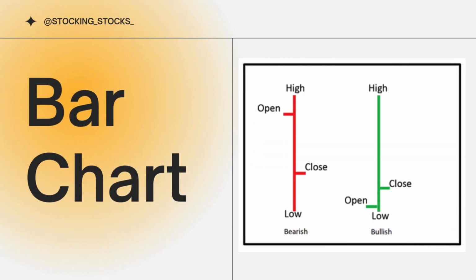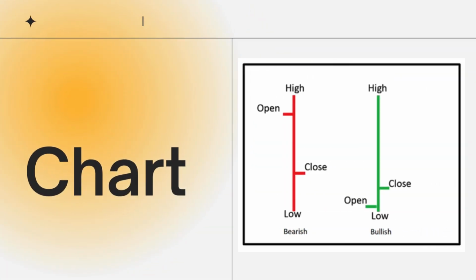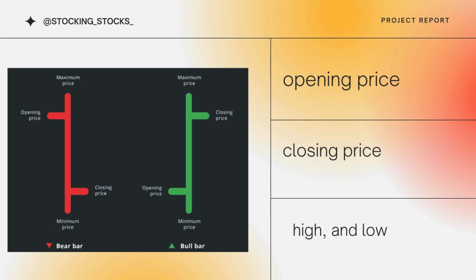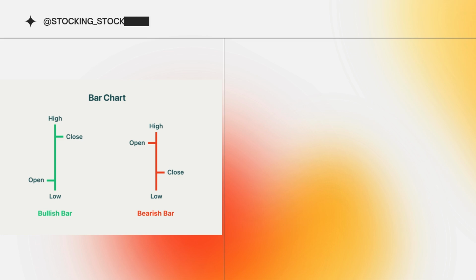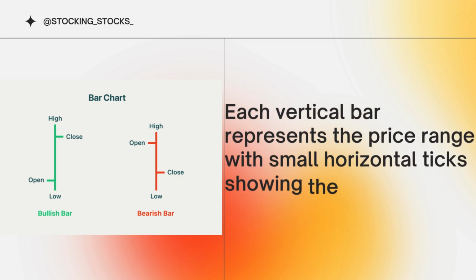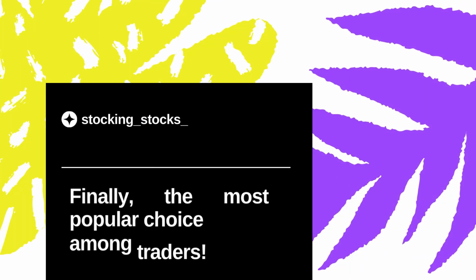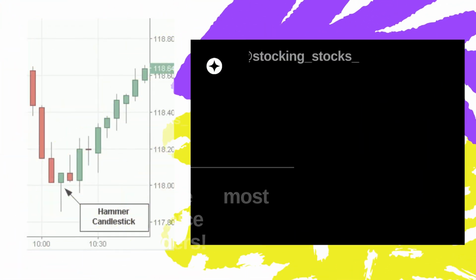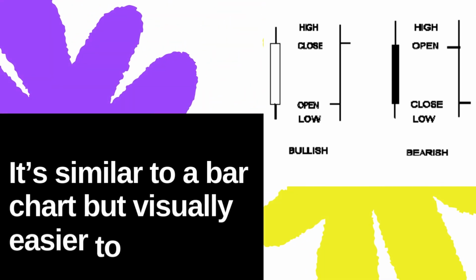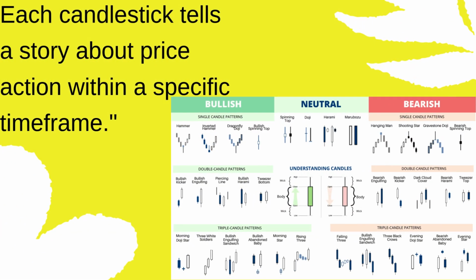Next, the bar chart. This chart shows more information, including the stock's opening price, closing price, high and low for a specific period. Each vertical bar represents the price range, with small horizontal ticks showing the open and close. Finally, the most popular choice among traders: the candlestick chart. It's similar to a bar chart, but visually easier to interpret. Each candlestick tells a story about price action within a specific time frame.